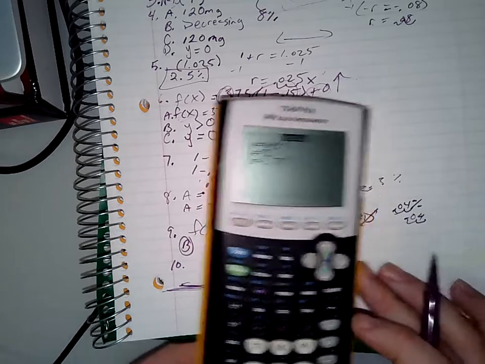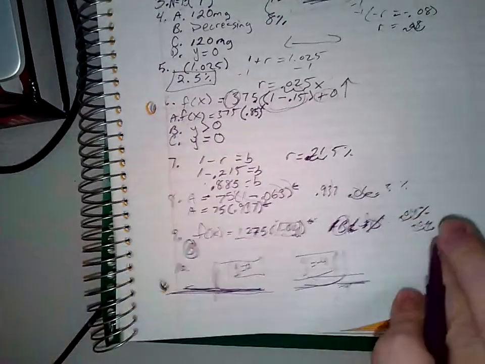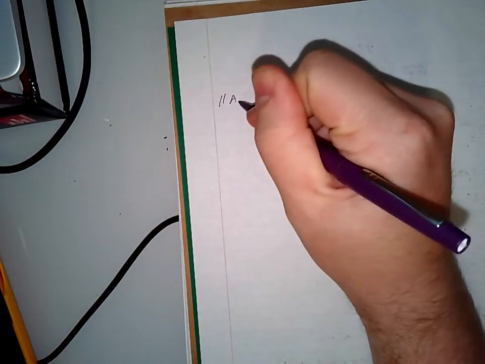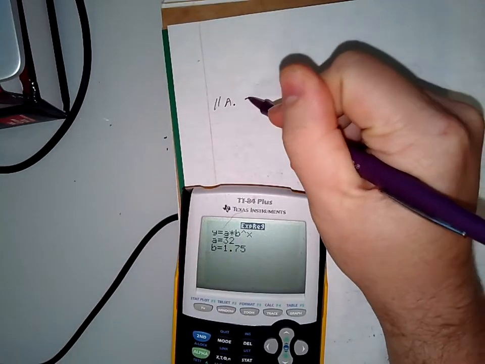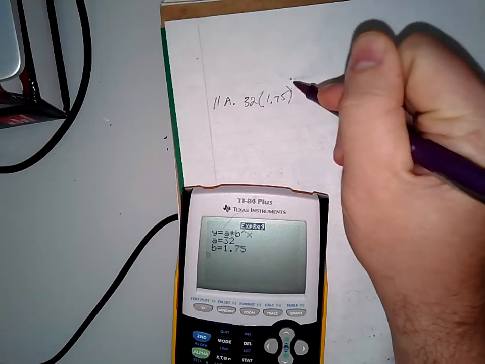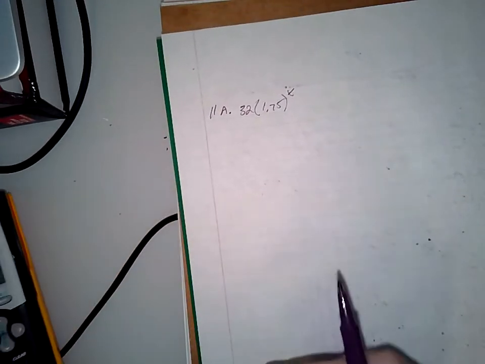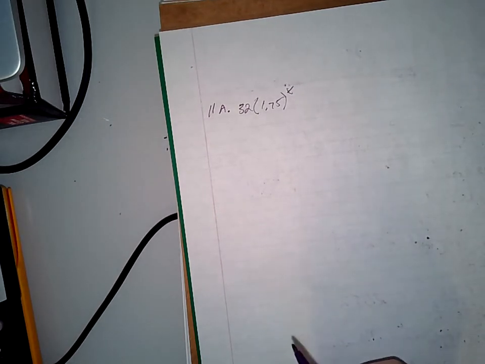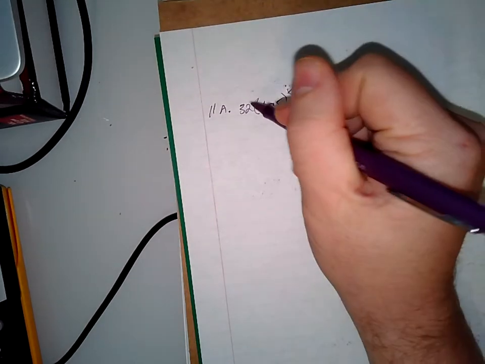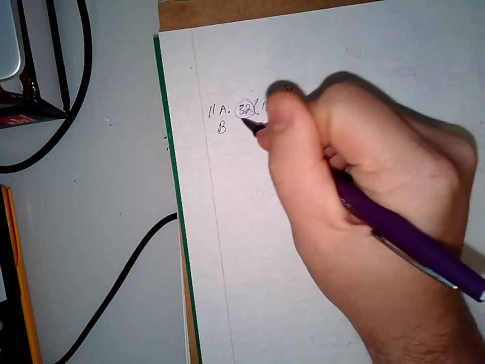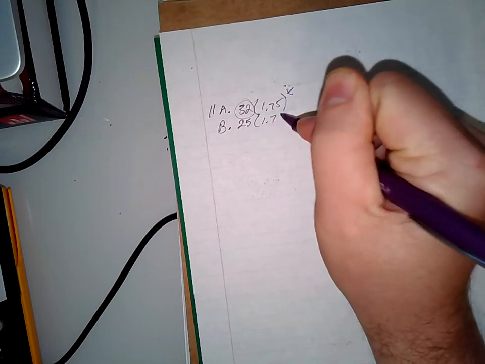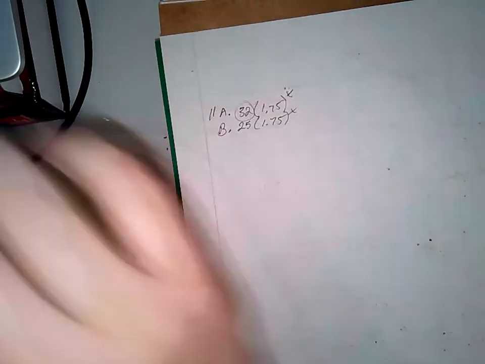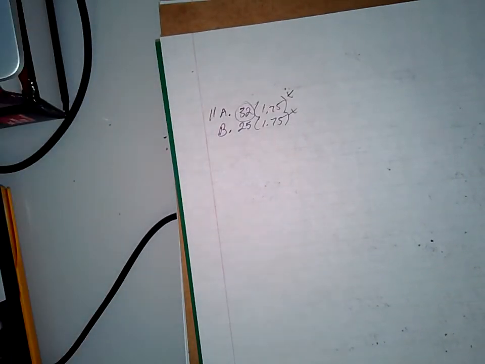Number 11A will say 32 times 1.75 to the power of x. All right, and then B says, what would be the exponential function if the start value was decreased by 7 units and the B value remains the same? So we need to decrease this by 7 units. So 32 minus 7 is going to give us 25 times 1.75 to the power of x. There we go.